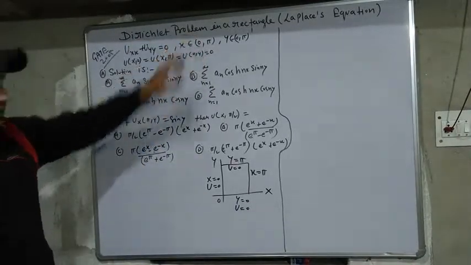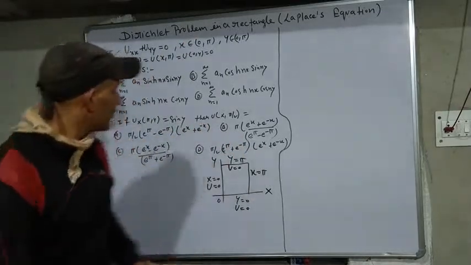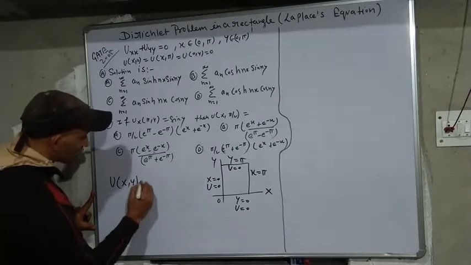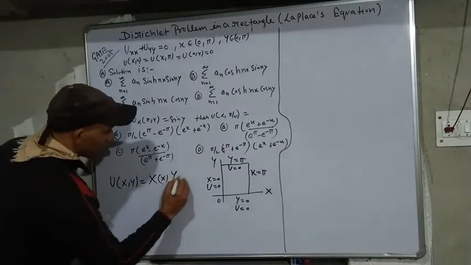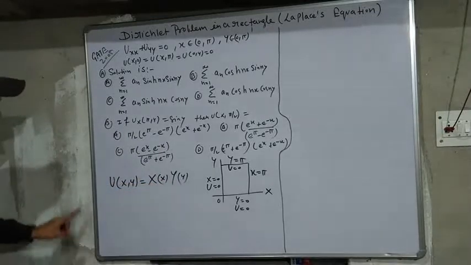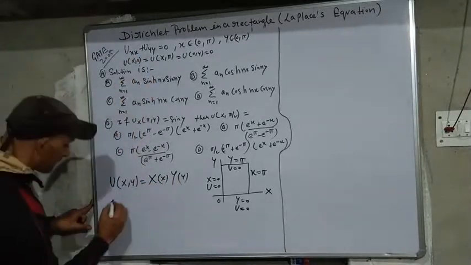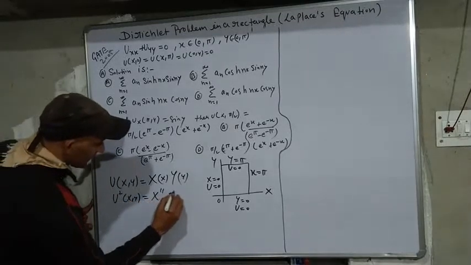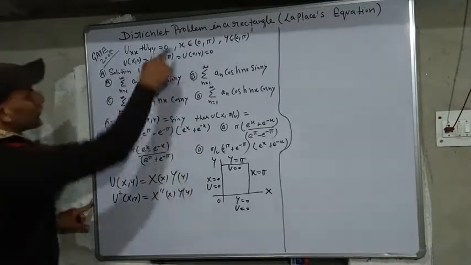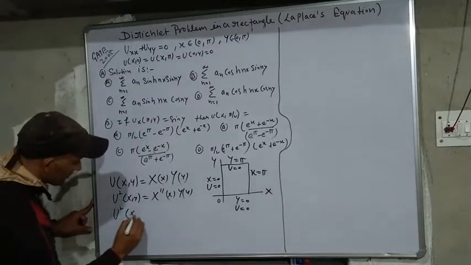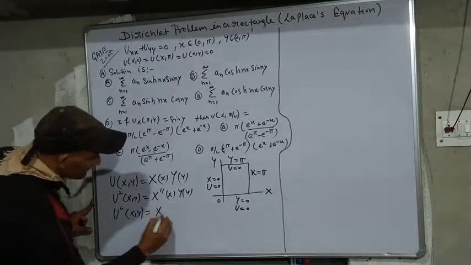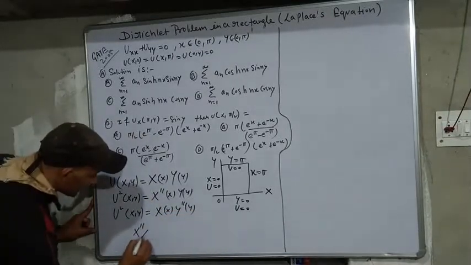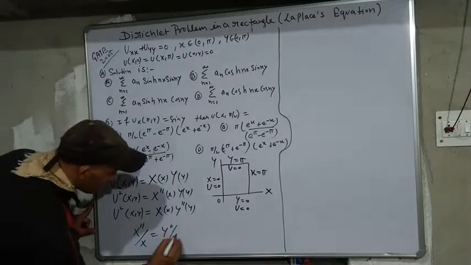Already we have solved this problem, go to the previous question. For such a problem I told you u(x,y) is equal to X(x) Y(y). The same problem we have solved. You have to differentiate 2 times: uxx is equal to X double dash x and Y. Again you differentiate 2 times with respect to y, this is constant and this is Y double dash y. So you will get X double dash upon X is equal to Y double dash upon Y, with a minus 1.